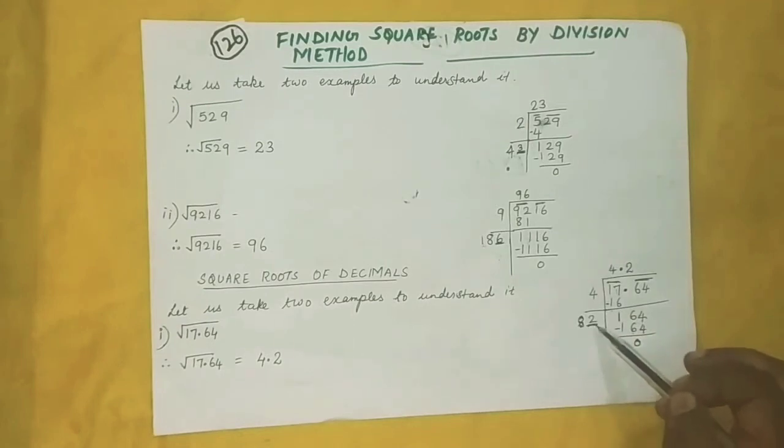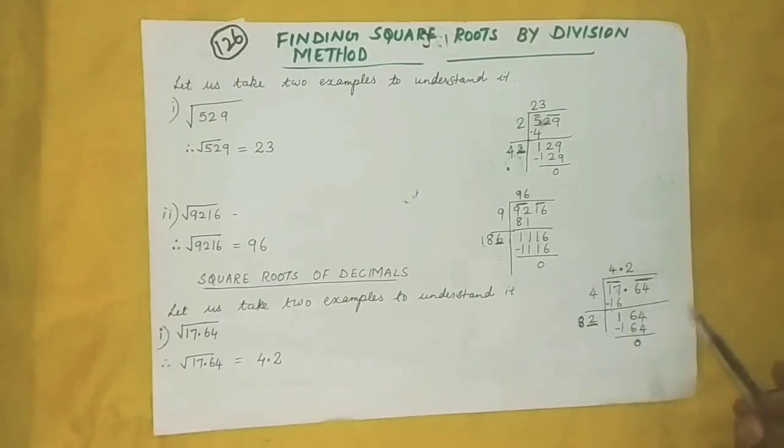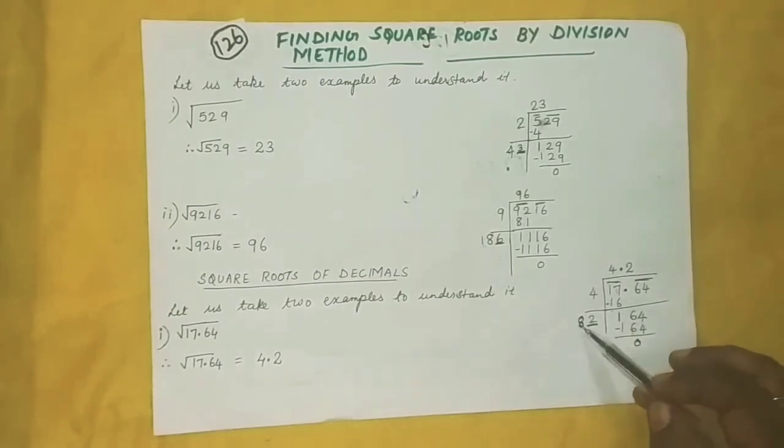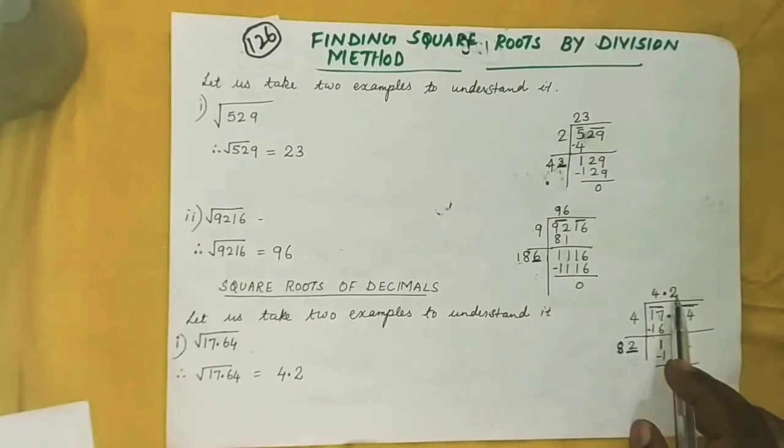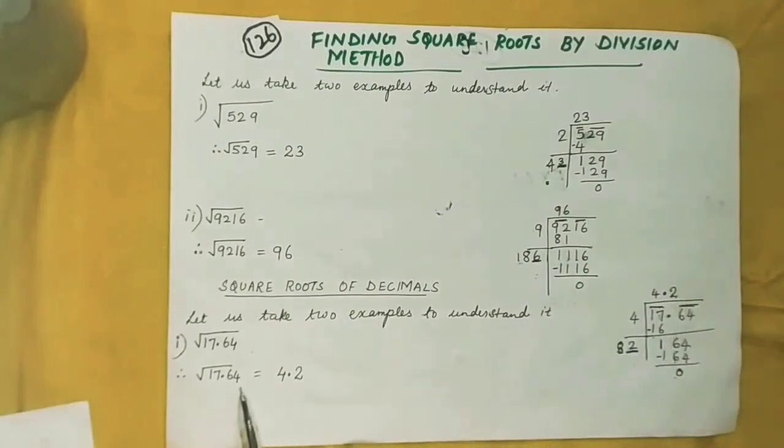You know that the same digit we write here is the one we multiply with this number. Suppose 81, then it has to be multiplied by 1. 82, then it has to be multiplied by 2. So 164 I have to get. 82 into 2 is 164. That means 2 will come in the quotient. So the square root of 17.64 is 4.2.